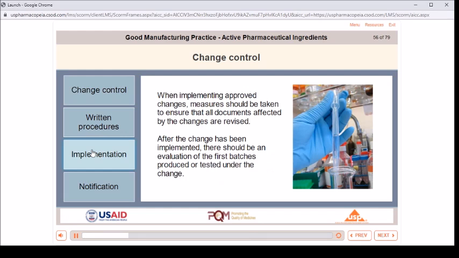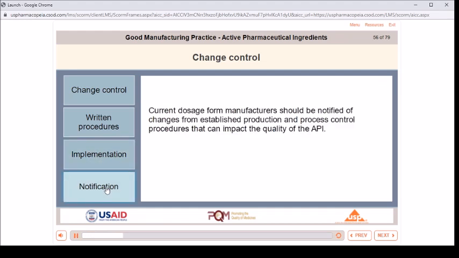Implementation. When implementing approved changes, measures should be taken to ensure that all documents affected by the changes are revised. After the change has been implemented, there should be an evaluation of the first batches produced or tested under the change. Notification. Current dosage form manufacturers should be notified of changes from established production and process control procedures that can impact the quality of the API.